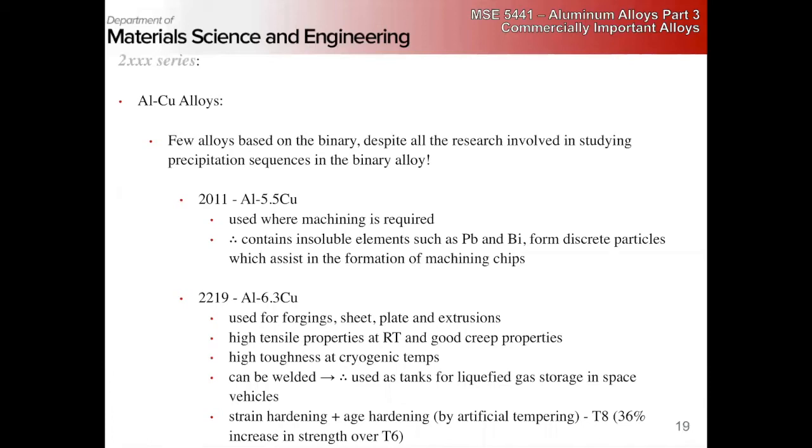Okay, so 2000 series based on aluminum copper. Very few alloys are actually based on the binary. They typically have other elements added. But the aluminum copper binary is probably the most well researched because we wanted to study the precipitation sequence and understand the kinetics. So I showed a whole lot of examples of aluminum copper, even though we don't use it all that much.